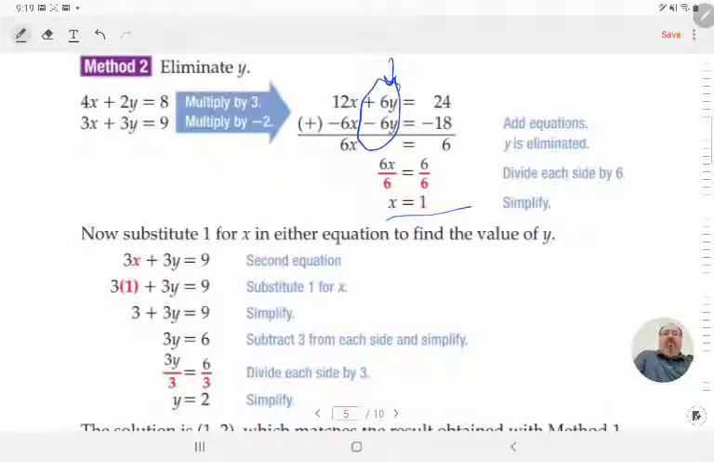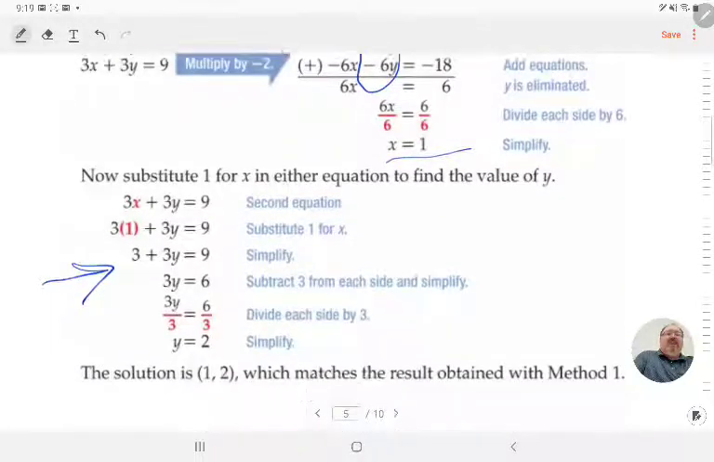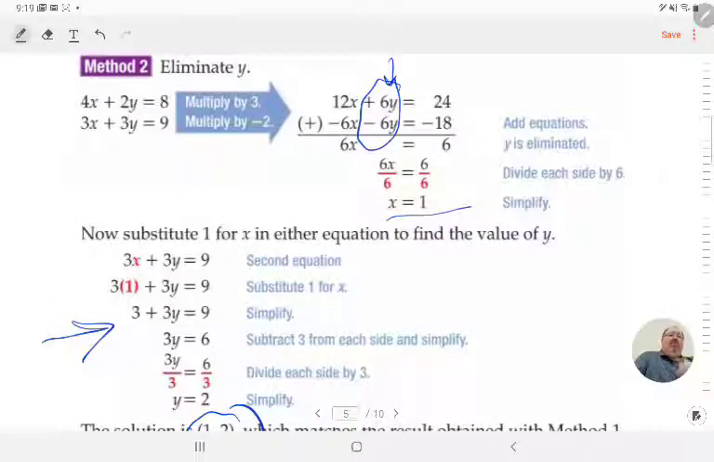So we still get the same x value. And then when you substitute 1 in for x, you're still going to get the same y value, and you get the same solution. So it doesn't matter whether you're multiplying to get the same x value or the same y value. It's just one or the other. You pick which way you want to do it. Okay?